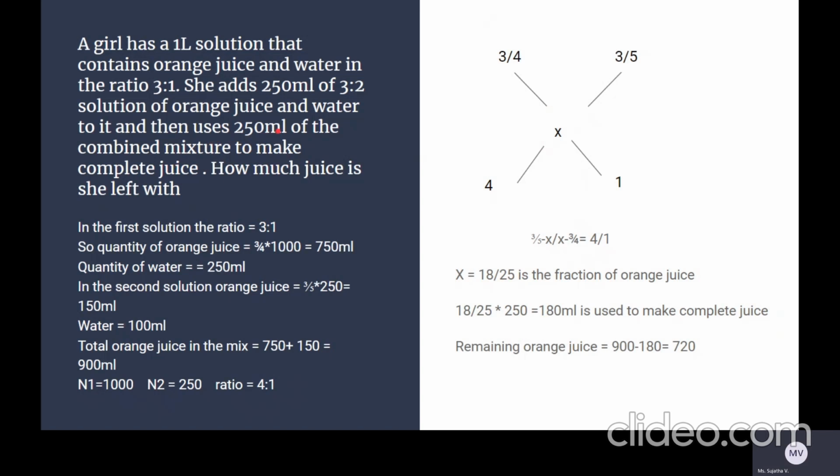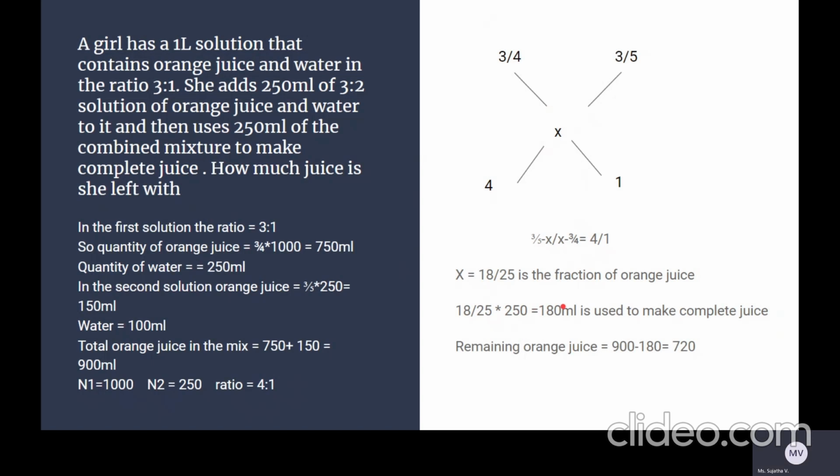She uses 250 ml of the combined mixture. Okay, so in 250 ml, how much is the orange juice? You know that the fraction is 18/25, right? 18 by 25 is the fraction of orange juice in the mixture. In 25 parts, 18 parts is orange juice and 7 parts will be water. However much quantity you take, 18 parts will be orange juice and 7 parts will be water. That is what this 18 by 25 means. So if you take 18 by 25 of that 250 ml, how much orange juice is there? 180 ml.